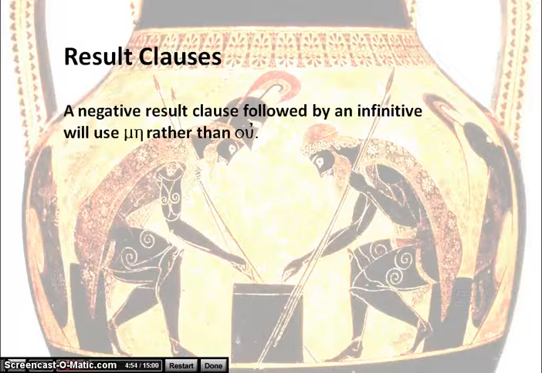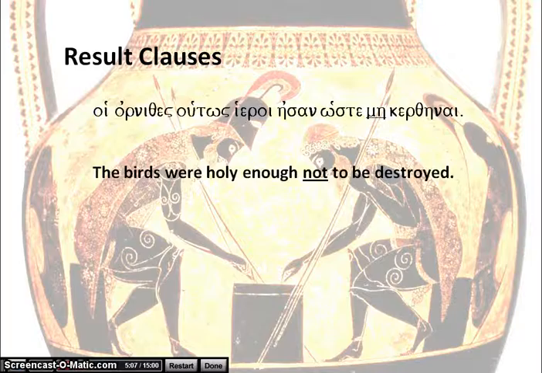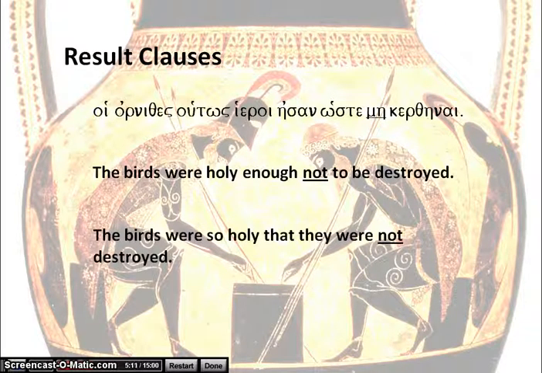A negative result clause that uses an infinitive is going to use mē rather than ou. So an example: hoi ornithes houtos hieroi esan hoste mē phtheirēnai. The birds were holy enough not to be destroyed, or the birds were so holy that they were not destroyed.